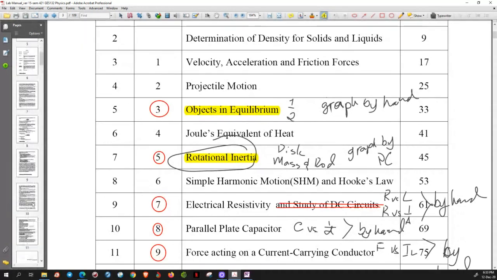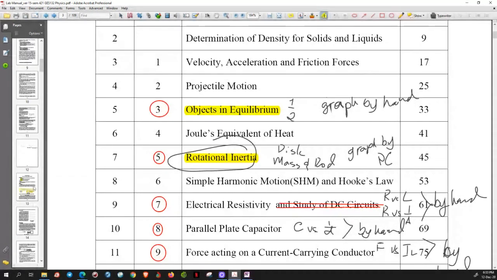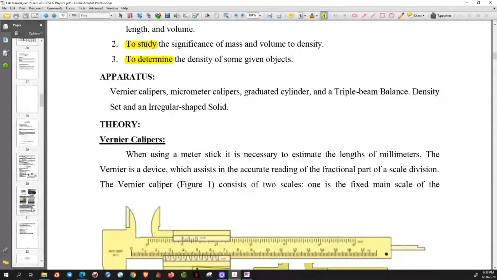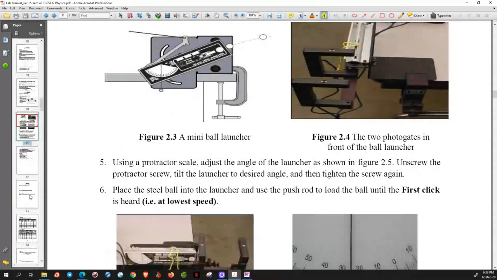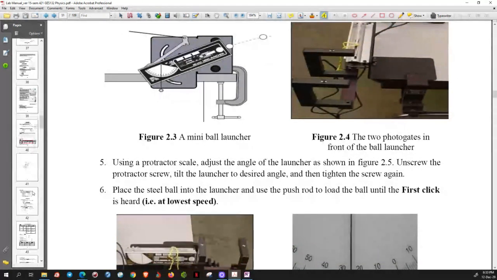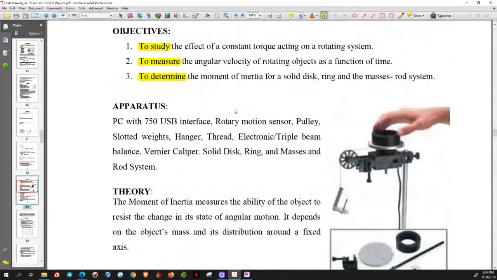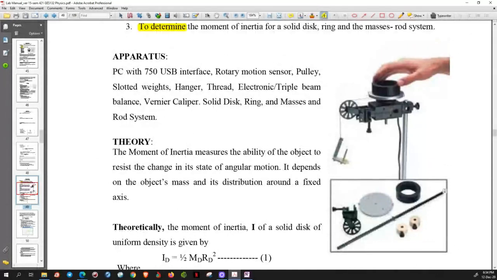Rotational inertia. Now, in the rotational inertia, you are most welcome, of course. Is it this one? No, that's projectile motion. It's number 5, I think. Number 5, there, okay? You know the objective. The apparatus, you should know it. Use the computer as well, okay? So what else? The rotary motion sensor, this one has a name. You will see the name on the device, okay? It's called rotary motion sensor.